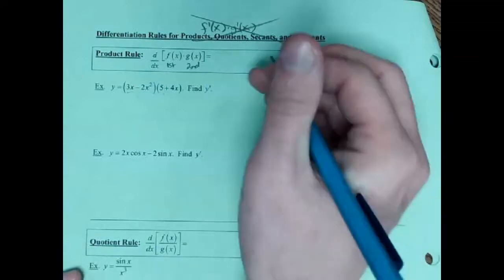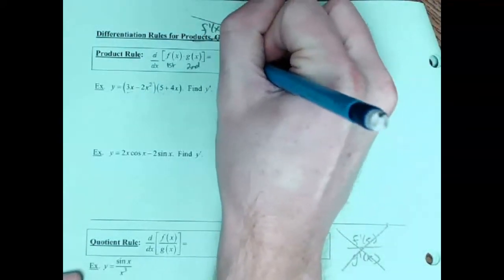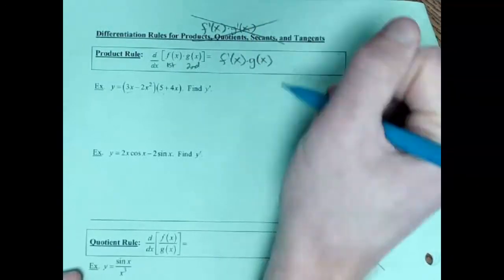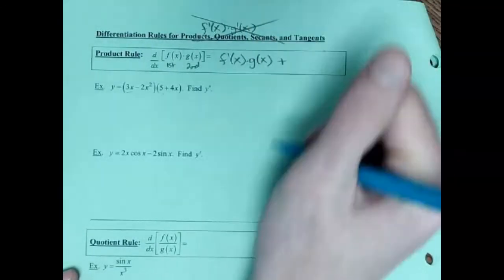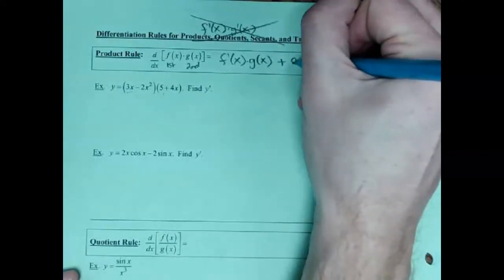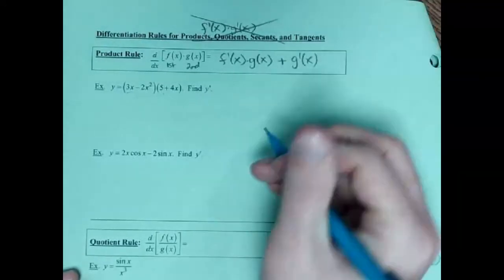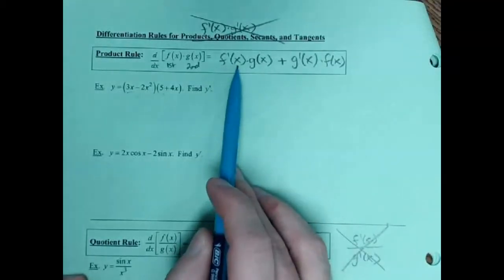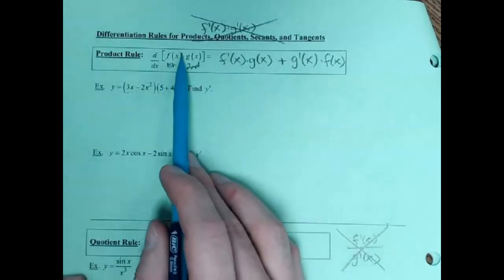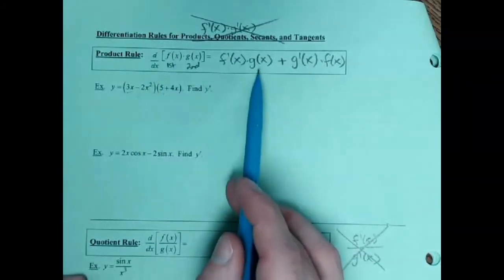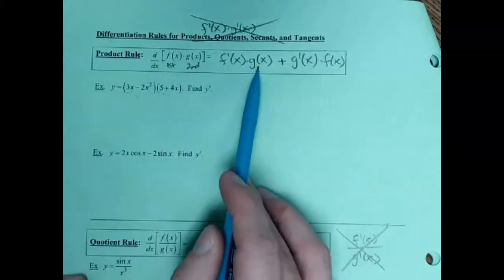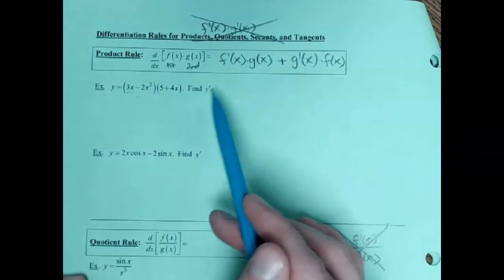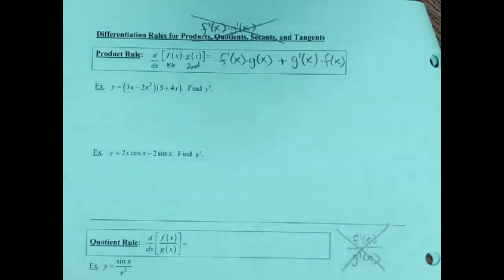So let's do it. You're going to need the derivative of the first times the second, plus, not done yet, plus you need the derivative of the second times the first. Okay, again, the derivative of the first, so if your first was f, derivative would be f prime, times the second, so whatever that function was, you just copy it, plus, then you have the derivative of that second piece times the regular first. Okay, so it's a little bit strange.